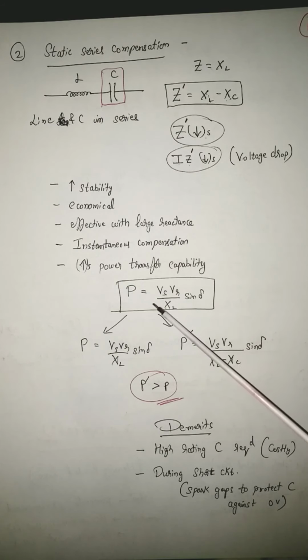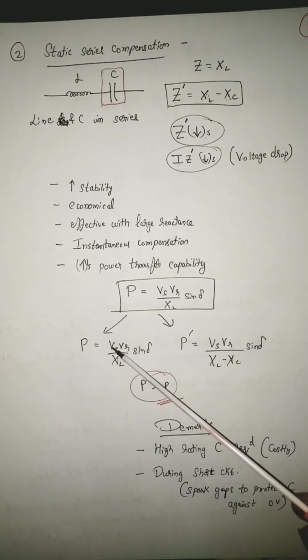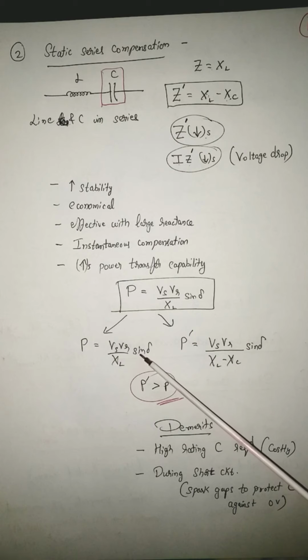So let us take the general expression for power being transferred. It is given by Vs Vr by X into sine delta. Already you have seen this expression, power angle curve. So Vs is sending end voltage, Vr is receiving end voltage, X is line reactance, into sine delta. So I call this power that is being transferred over the line as P, which is Vs Vr by X sine delta. Now with compensation, your reactance will be XL minus XC.